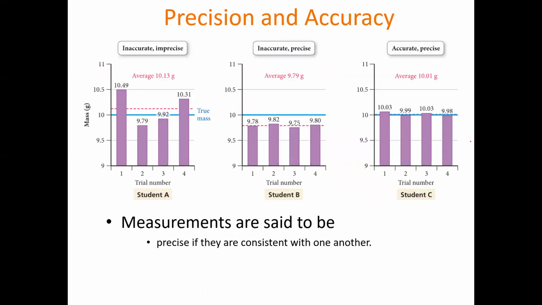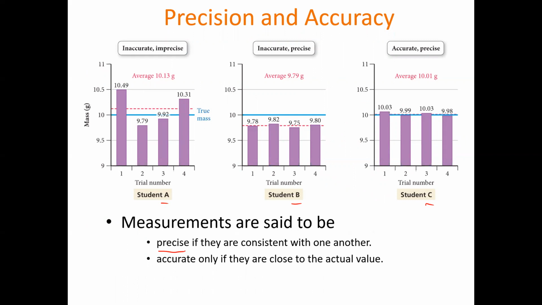So here I have data from several different students, students A, B, and C. And we can see they're all slightly different. So again, when we're looking at measurements, precision is if they are consistent with one another, okay? Accurate is if they're close to the actual value.